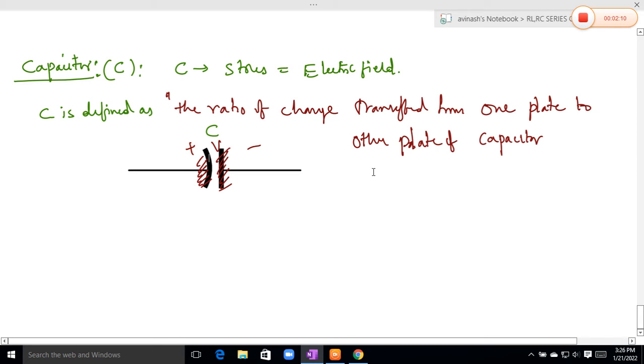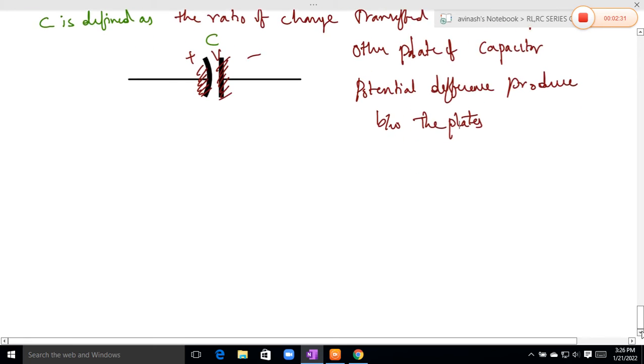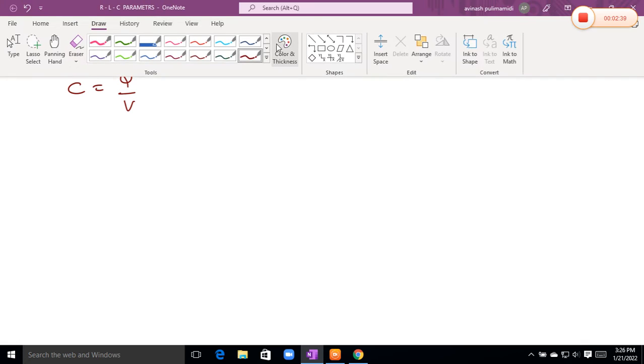That implies the potential difference produced between the plates. Okay. So the definition goes like this: C is equal to Q upon V. C is equal to what? Q upon V.